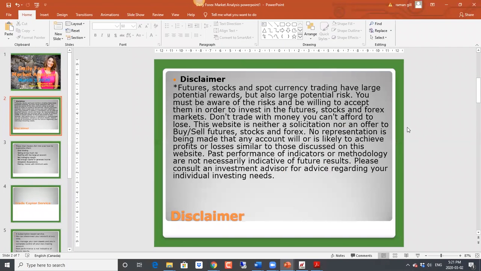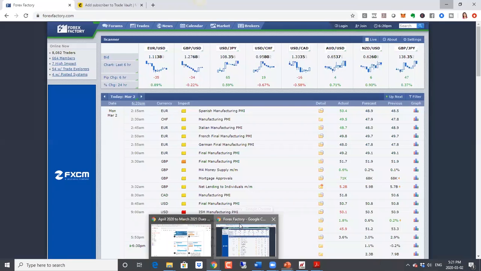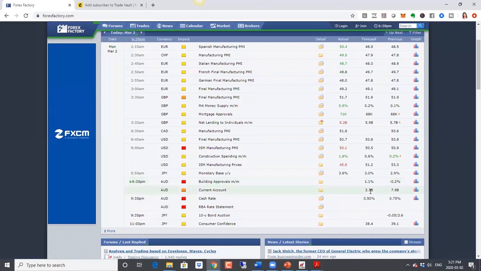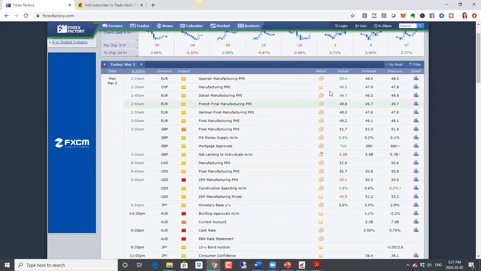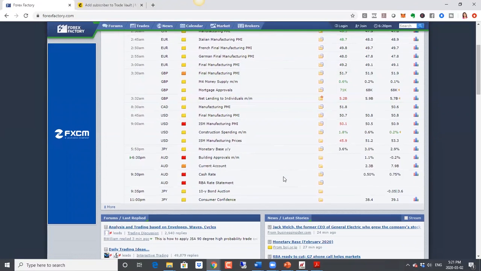All right, as usual, we'll get started with our calendar here. So let's take a look. In regards to the data here, we saw that the PMI numbers out of Eurozone were mostly on the positive side here, and we have seen Euro go up as a result. US dollar PMI numbers not as good. We saw a decline.